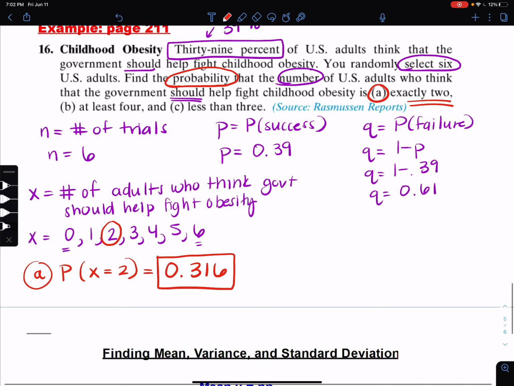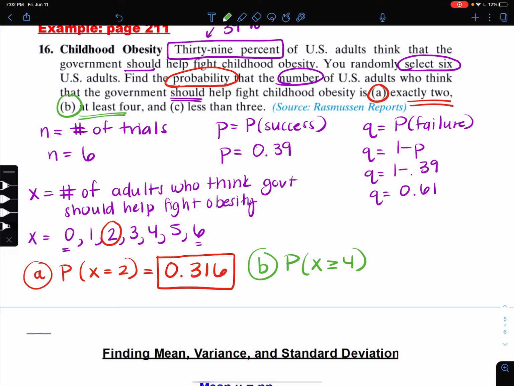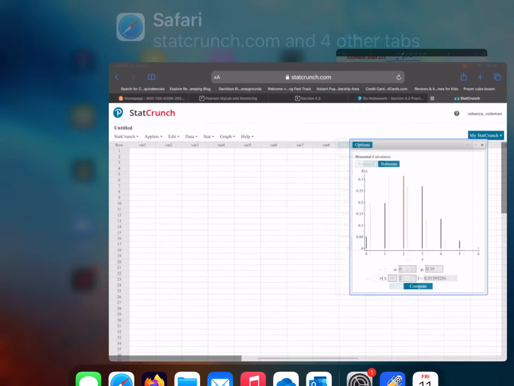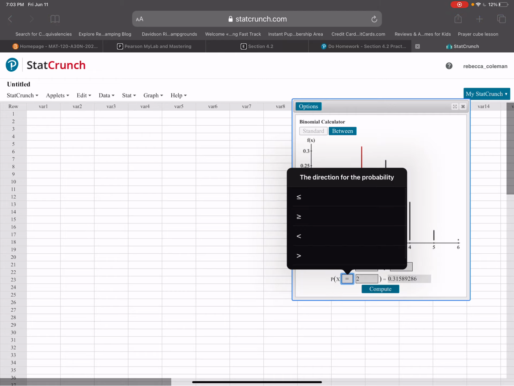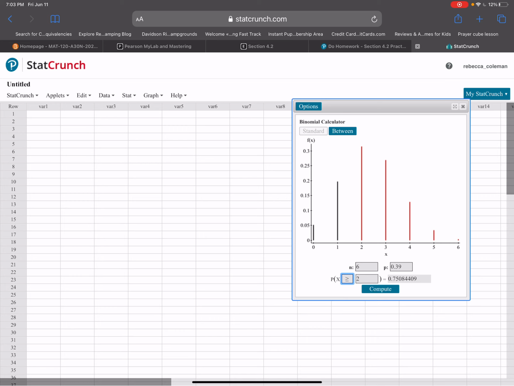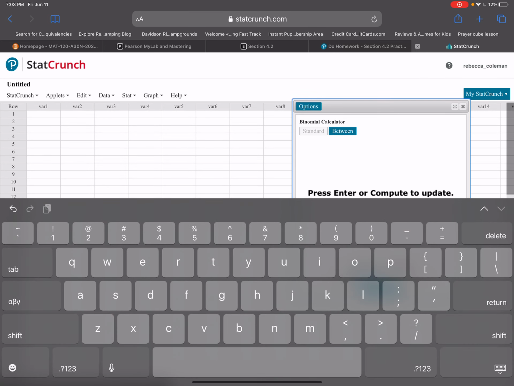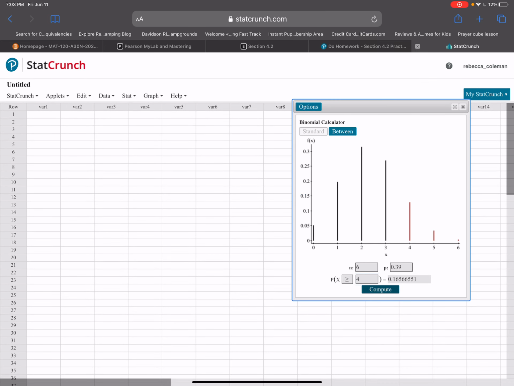Now, sometimes you might want to use the binomial distribution to look at multiple values. Like part B says find the probability that at least 4 people. At least is 4 or more. So I'm going to go to my binomial calculator again. Now notice N and P don't change for an experiment. Once you determine them, they stay the same. So all I'm going to change is this equal to greater than or equal to, because I want at least, and this 2 to 4.